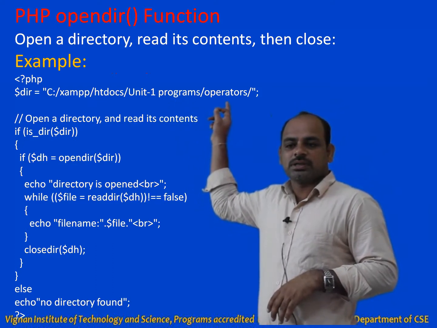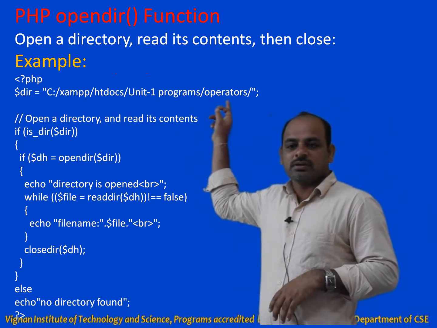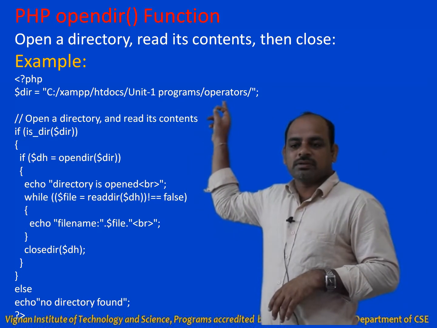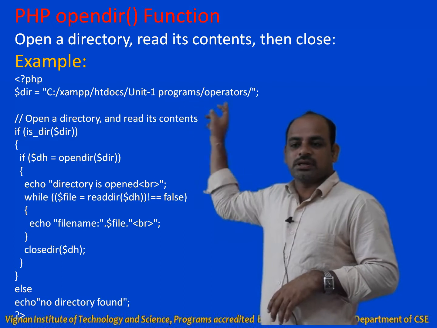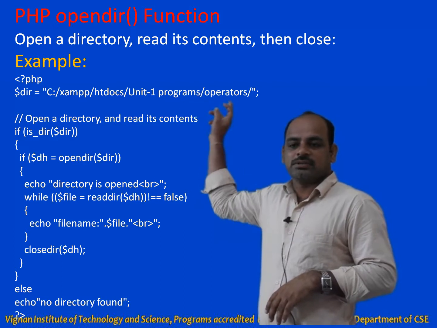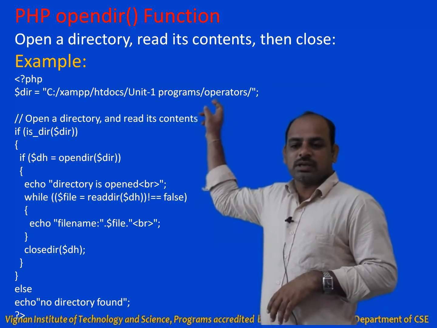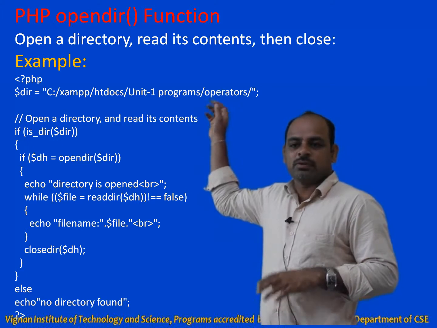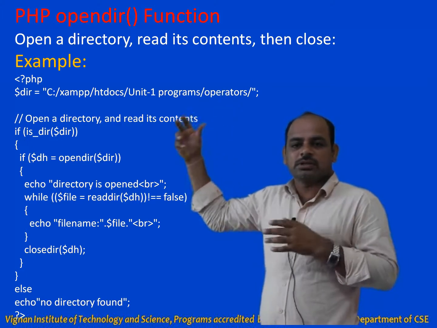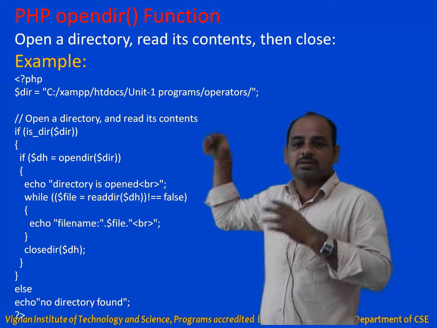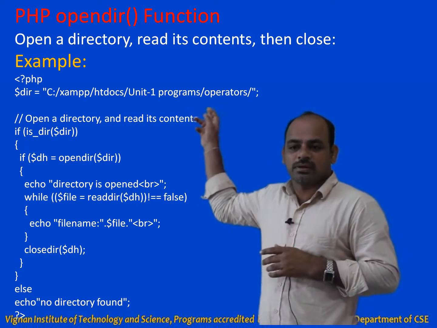I'm taking it as the current working directory, right? Next I want to read the content from the operators directory. This is the operators directory, that is, the operators folder, which has some other files. I want to read those contents within the operators folder, that is, what files are available in the operators folder.